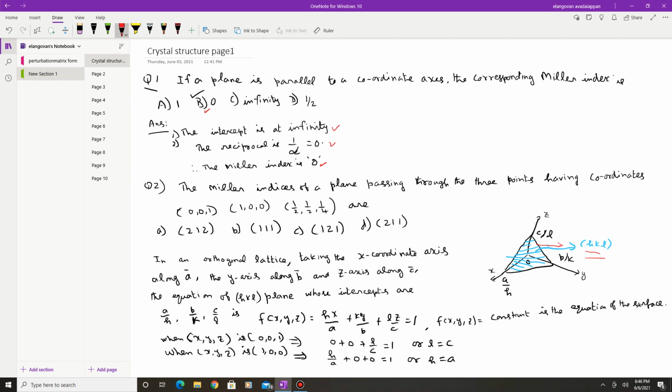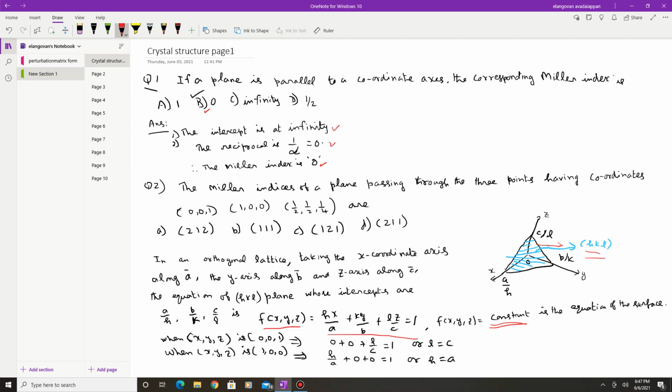So now let us obtain the equation of the plane. F of x, y, z is the equation of the plane. The equation of the plane is given by x divided by the intercept, plus y divided by the intercept, plus z divided by the intercept, which must be 1. Since the intercepts are a by h, b by k, and c by l, this is the equation of the plane: hx by a plus ky by b plus lz by c equals a constant, which is the equation of the surface.